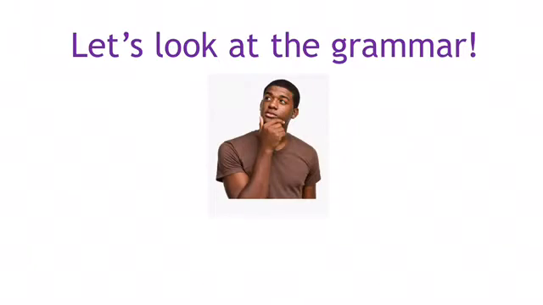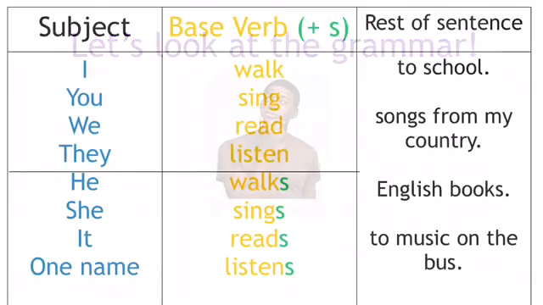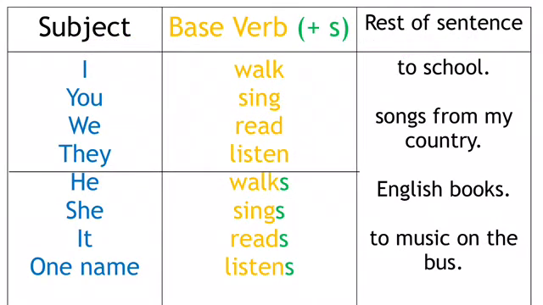Now let's look at the grammar. How do we make the simple present tense? First, we need a subject, like I, they, he, or it. Then we need a base verb, like walk, sing, read, or listen. Not walking, not listened, just walk, just listen.